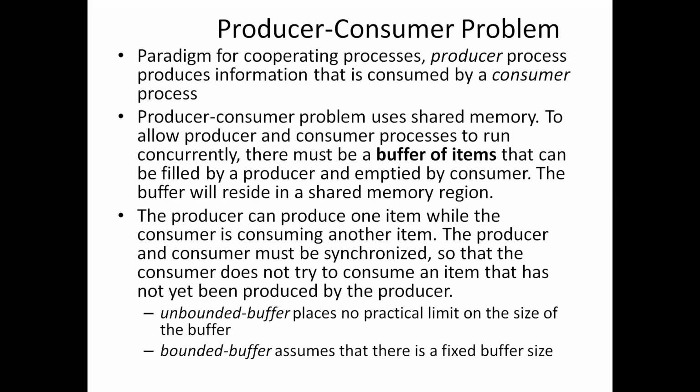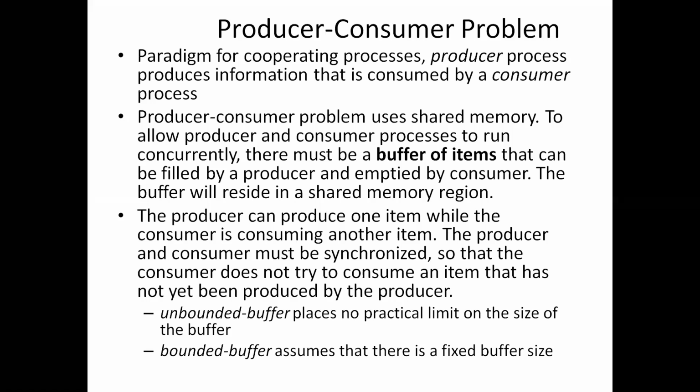The producer will produce the items and store them in the buffer. They will be consumed, that is, emptied, by the consumer. The buffer will reside in the shared memory region, as we discussed. The producer produces the information, and that information is stored in the buffer, which is placed in the shared memory region where both the producer and consumer can access it.